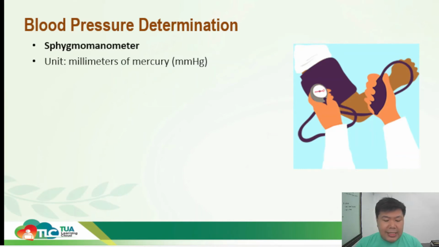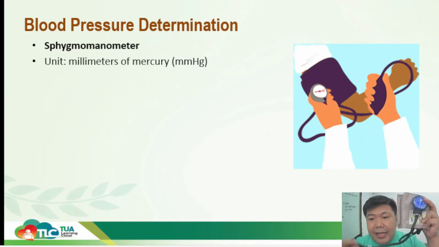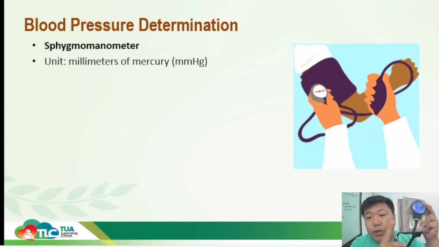So this is how a sphygmomanometer looks now. It has an arm cuff, my arm cuff. It has the dial, or the sphygmomanometer itself, and a bulb that you use to pump air into the air cuff. So this is how a sphygmomanometer looks nowadays.